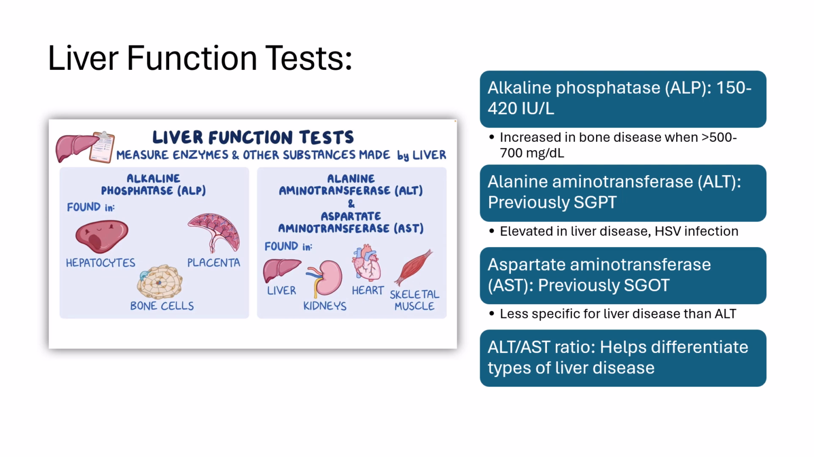Aspartate aminotransferase, AST, previously known as SGOT, is less specific for liver disease since it's also found in heart and muscle tissue. The ALT-AST ratio helps differentiate types of liver disease, with alcoholic liver disease typically showing an AST to ALT ratio greater than 2:1, though this is less relevant in neonates.